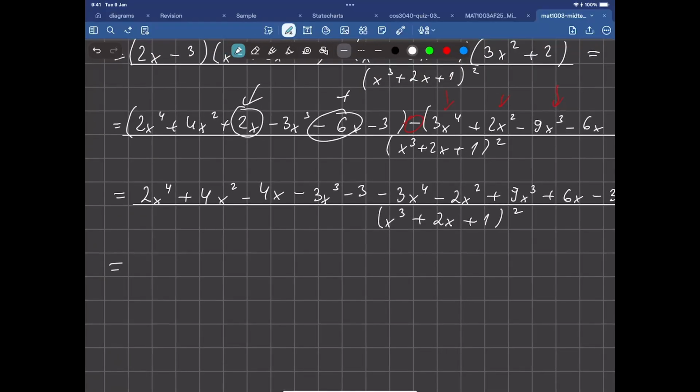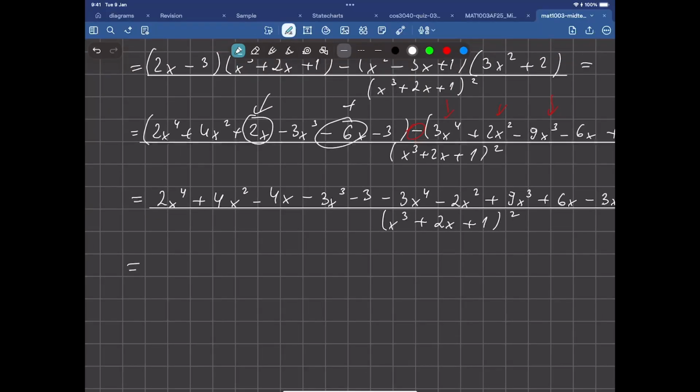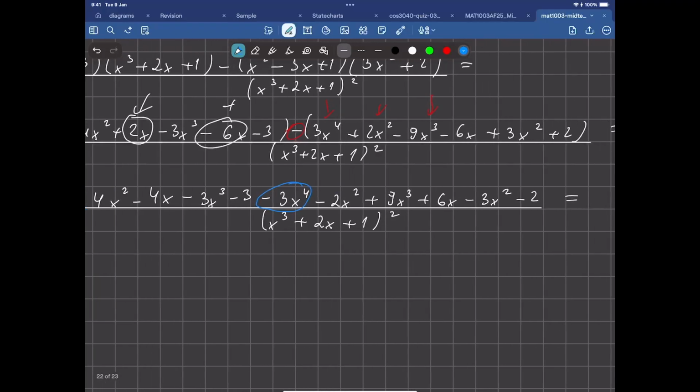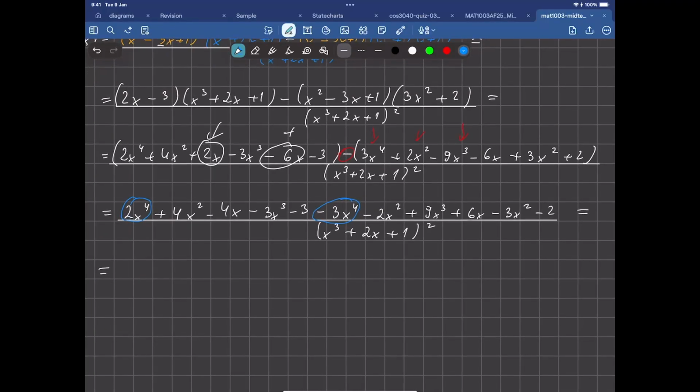And now we are to the point where we need to do the very dull task of just combining terms that have the same power, right? So let's circle. I'm going to be using different colors so that it's easier for you to track. So you have 4x to the fourth minus 3x to the fourth, and that's it, specifically for x to the fourth. So that would be minus x to the fourth. Then moving on to power number 3. So I have minus 3x cubed and I have 9x cubed, and that's it, okay? So that's going to be plus 6x cubed.